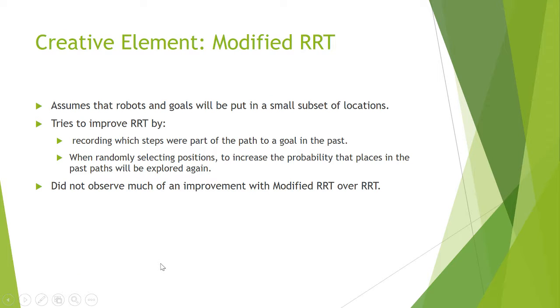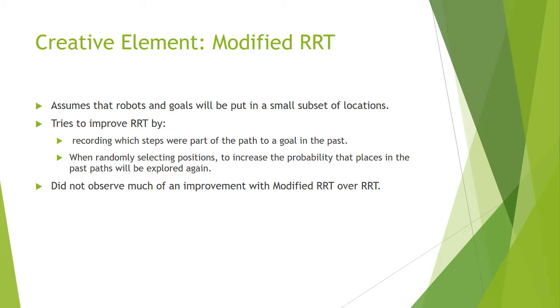So for our creative element, we wanted to create a modified version of our RRT that would try to learn from past explorations to make better guesses about where to randomly explore to find the goal. And we decided that we would assume in this case that if we have a map layout, there are going to be places where users are likely to put the goal and the robot that are fairly predictable.